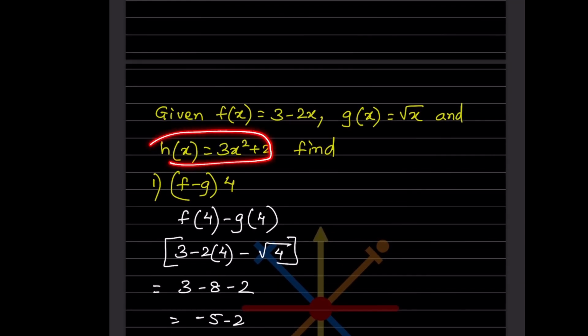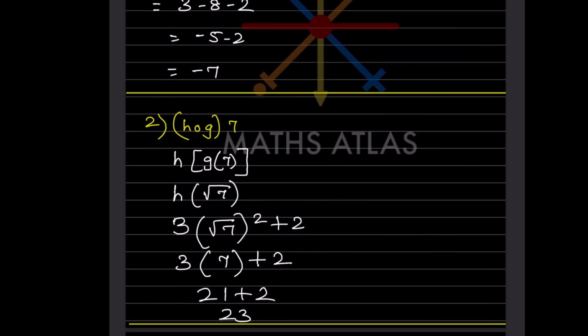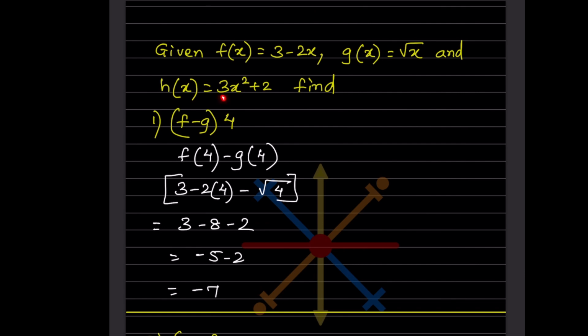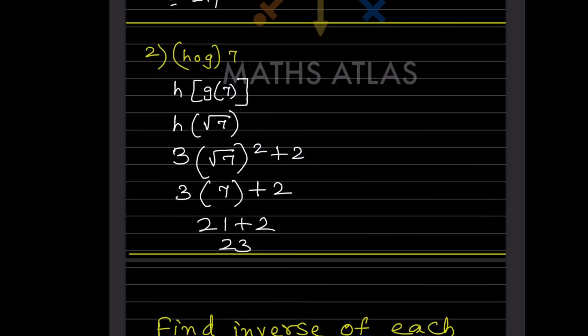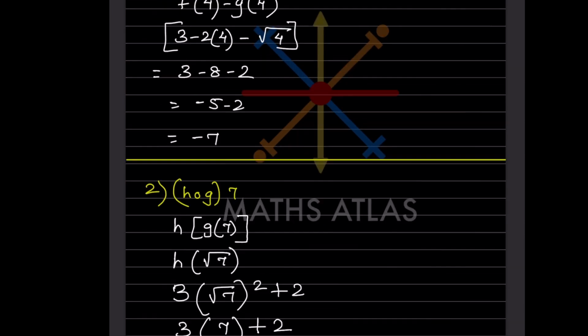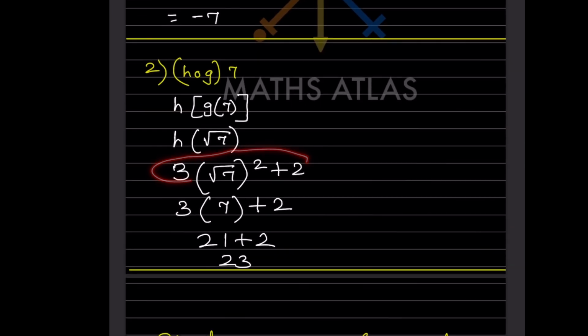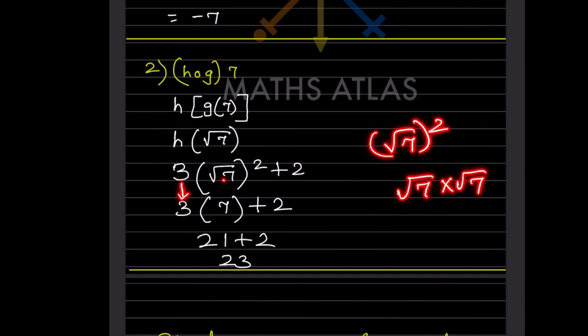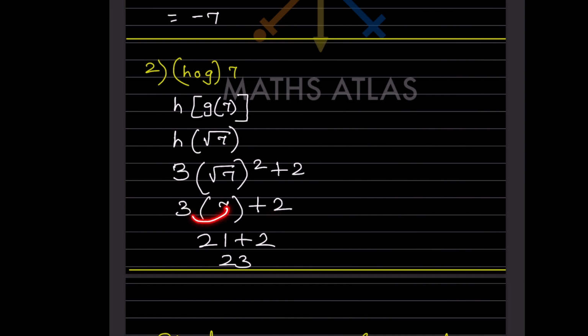So look at this one. Wherever you see x you are going to put here root of 7. So what will be here? 3 into root of 7 square plus 2. Root of 7 square is going to be what? Root of 7 into root of 7, that is going to be root of 49. And root of 49, this is a perfect square, that is going to be 7. So for this one, we can write 7 plus 2. Now we will multiply this into this. That will be 21 plus 2, that is 23.